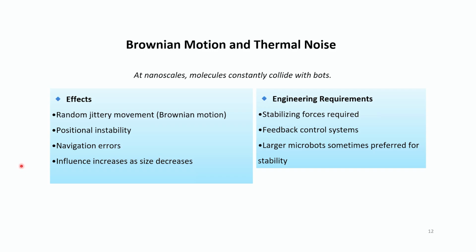The smaller the scale you are using to fabricate your material, the more will be the influence of these effects. So influence will increase as the size decreases. That is what this interference is all about. Then engineering requirements are that some stabilizing forces will be required, or feedback control systems, or larger microbots, which are sometimes preferred for stability. Feedback control systems, what does that mean? It means your bot needs to sense the environment that it is in, so it will sense and change direction.